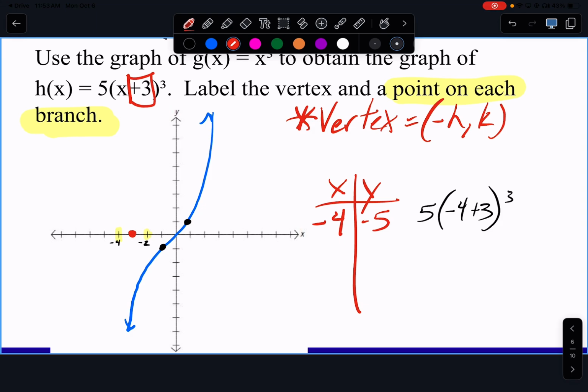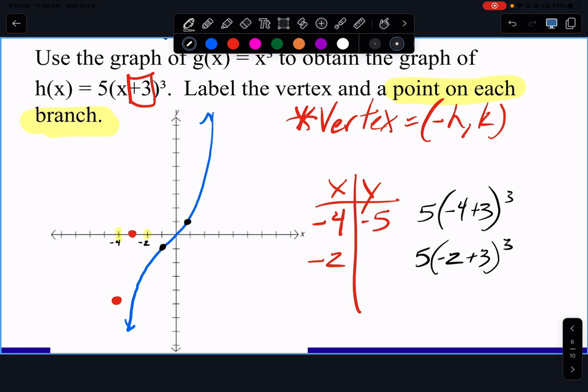Negative 4, negative 1, 2, 3, 4, 5. Okay. Now on the other side we said is negative 2. So we're going to plug negative 2 in. We're going to do the same thing. So 5 times, but this time it's negative 2 plus 3 cubed. Negative 2 plus 3 is 1. 1 cubed is 3. Or 1 cubed is 1, excuse me. 1 times 5 is 5, right?